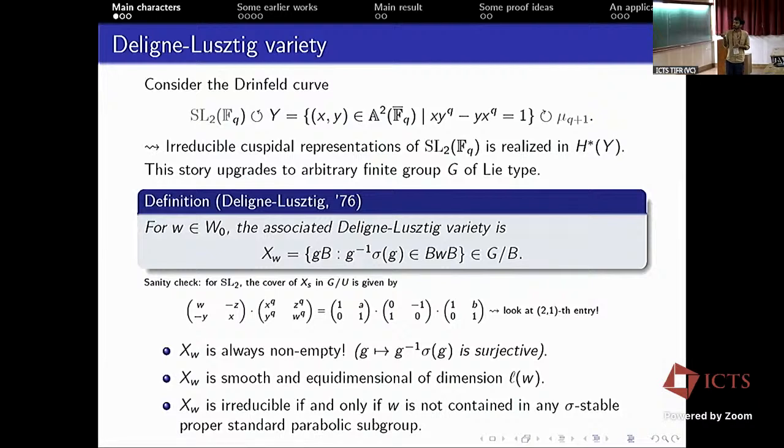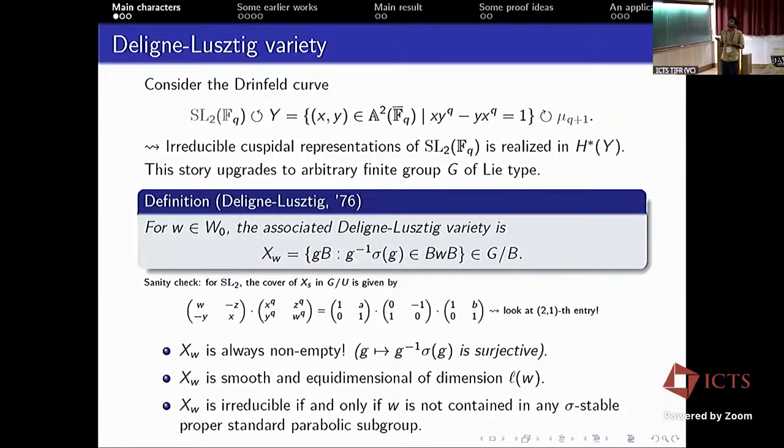It's also smooth and equidimensional of expected dimension given by the length of w. W is a Coxeter group, so there is a notion of Bruhat order and length. And also there is a clean criterion of when it is irreducible. And using this criterion, you can also figure out, if it is not irreducible, how many irreducible components there are, and so on and so forth.